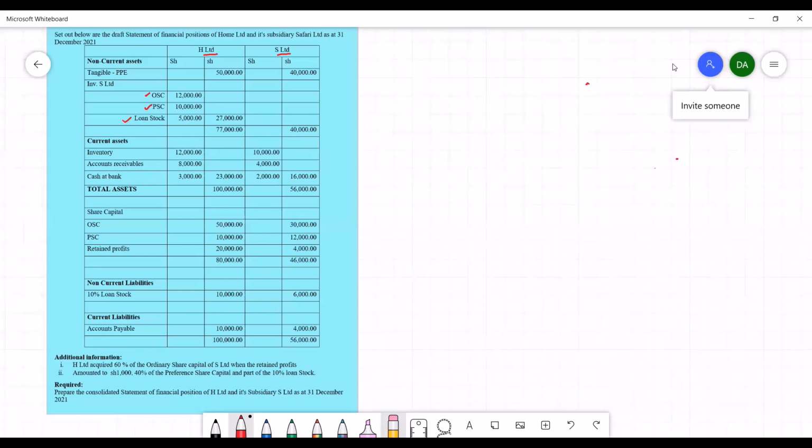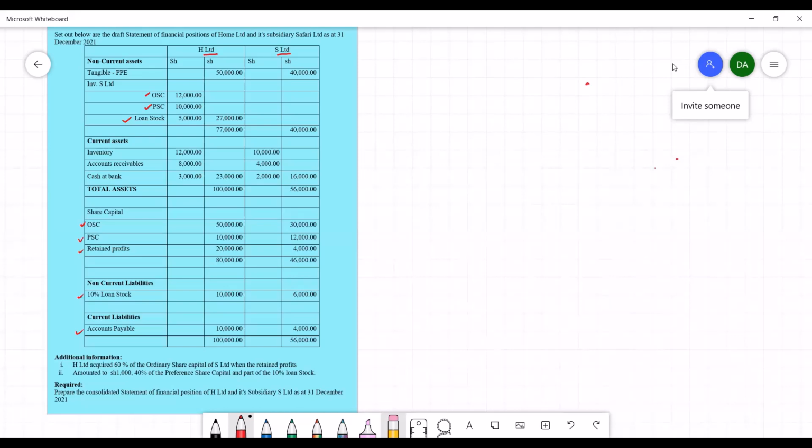Current assets in both S Limited and H Limited. And then we have total assets. Share capital, which is ordinary share capital and preference share capital, and then retained profit in both S Limited and H Limited. Then we have non-current liabilities, that is a loan stock, and also we have the current liability, which is account payable. This is a simple example, as I've said, very, very basic and simple.